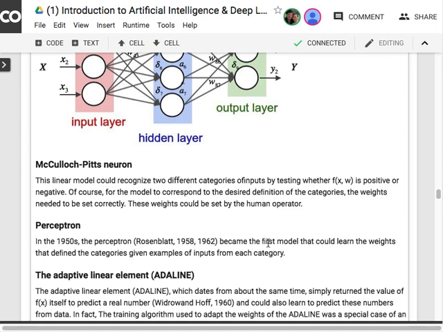It's much simpler than this. The McCulloch-Pitts neuron is something like a neural network. It's just linear models that try to classify into classes.